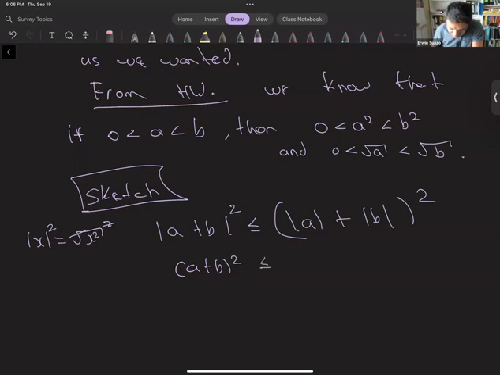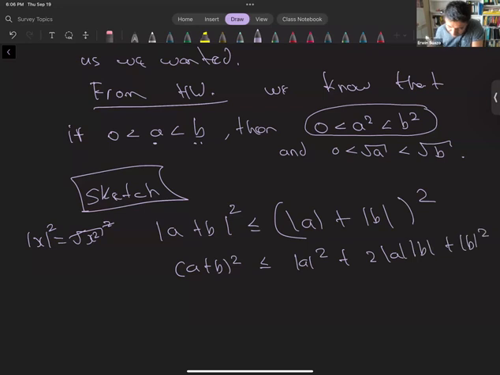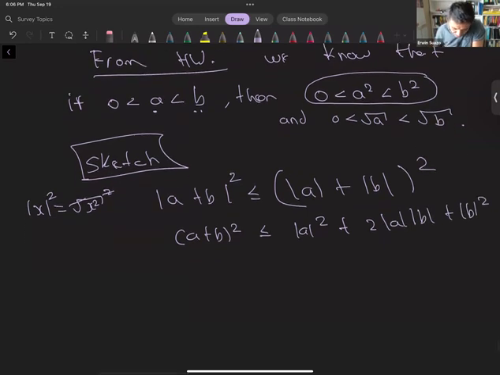If this is true, then the inequality follows, because this proposition says that if both quantities are positive, then the square holds. So if I square this, that will be A squared plus 2AB plus B squared. And now my square here is A squared plus 2AB plus B squared, and this is less or equal than A squared plus 2AB plus B squared.